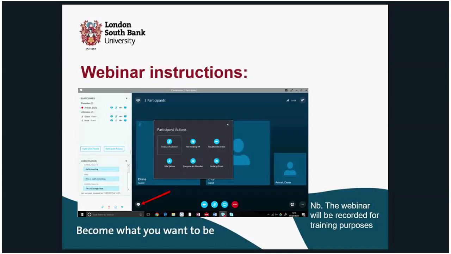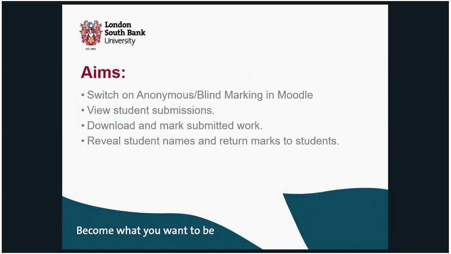Okay, so what I'm aiming to do is to look at these four key things. First of all, how to switch on anonymous or blind marking in Moodle. Secondly, how to then view the student submissions. Thirdly, how to download and mark the student's work, and then how to reveal the grades of the student after the marking has been done, and then finally how to return the marks or feedback to the students. So it's kind of a circular process that I'll talk you through.